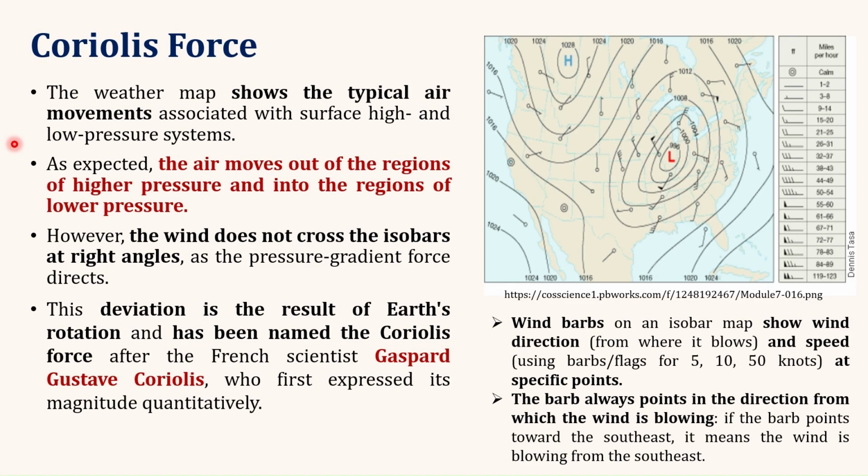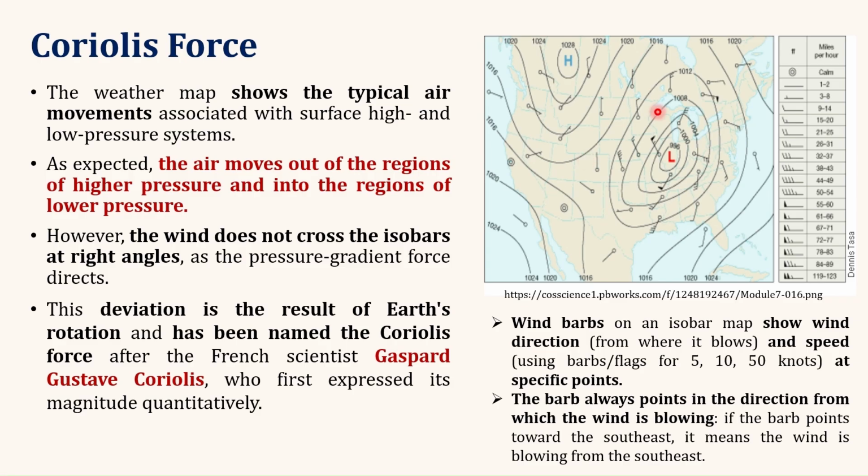Thus, upward and downward flow in the atmosphere is comparatively slow, with the exception of localized updraft and downdrafts. Now, coming to second important factor affecting wind, that is Coriolis force. Here we have one weather map which shows the typical air movement associated with surface high and low pressure system. This map we already saw while discussing about the pressure gradient and isobars. If you note, in this surface map for the atmospheric pressure, apart from the information about the region of low pressure and high pressure and isobars, there is one more information that is shown by using these symbols. So these symbols are referred as wind barbs.